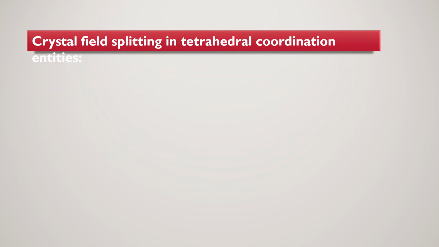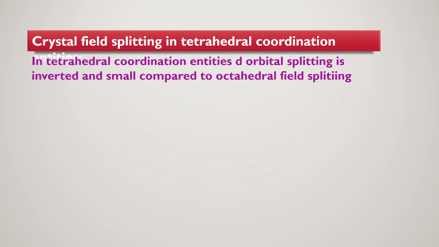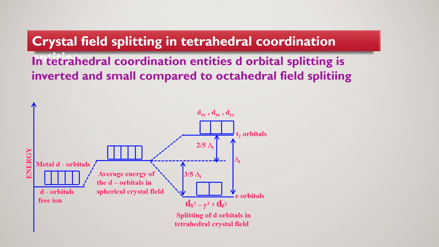See, now in tetrahedral coordination entities, d orbital splitting is inverted. Inverted means exactly opposite to the octahedral complex. Because in an octahedral complex the ligand approaches along the axis, but in a tetrahedral complex the ligand approaches between the axes, and the splitting is small compared to the octahedral field splitting. Octahedral splitting will be more, tetrahedral will be small. See, exactly opposite. So eg orbitals are below here and t2g are above.